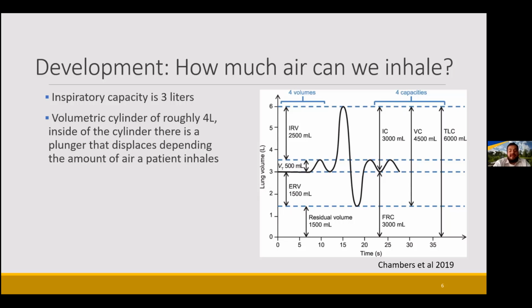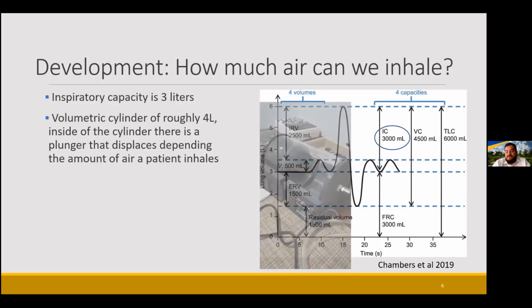The figure on the right shows the different volumes associated with the lung. The volume we're most interested in is the inspiratory capacity right there, which represents the amount of air a human can inhale in a single breath, which is about 3,000 milliliters or 3 liters. We use this value to pick out our volumetric cylinder dimensions. We chose a cylinder with an inside diameter of about 5 3/4 of an inch and a length of 10 inches, which gives us a total volume of roughly 4 liters of air to be inhaled.